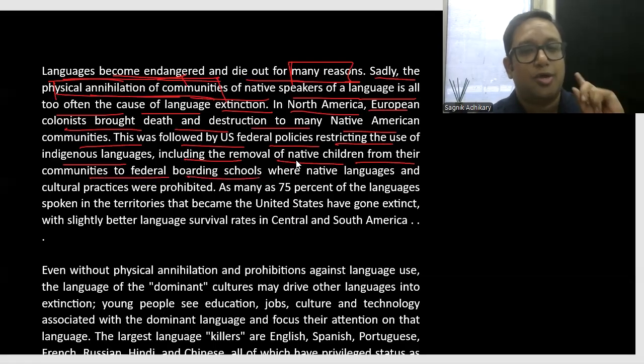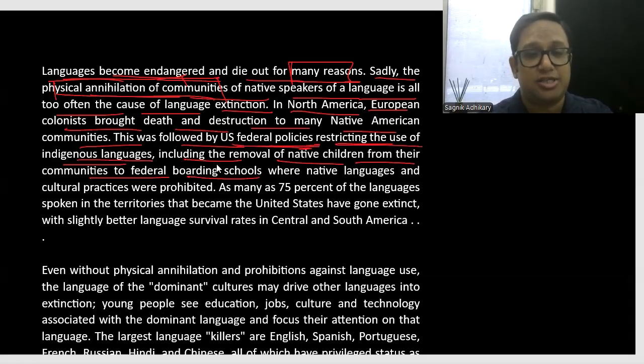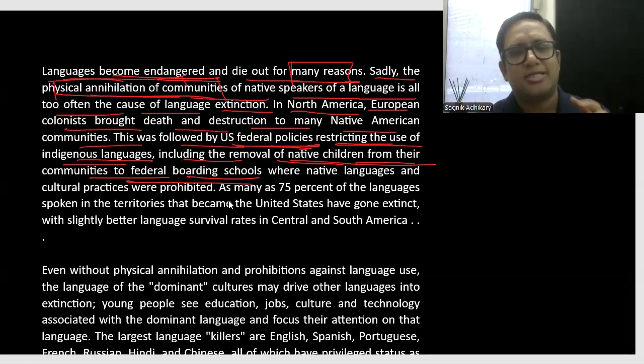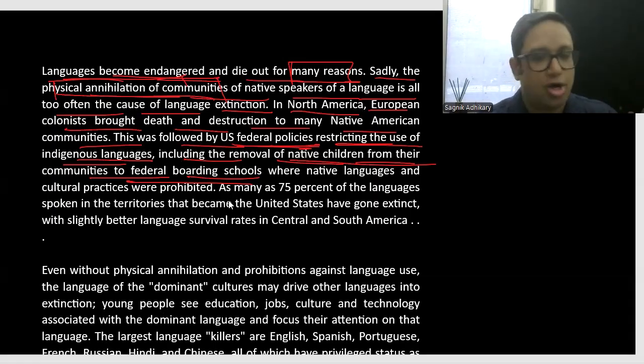We see that this was added to when US federal policies restricted the use of indigenous languages. Native children were removed from their communities and put in federal boarding schools. So, federal boarding schools, where in all probability the medium of teaching would be the English language, they would not practice. The children, the next generation of people learning the language, would not practice the language. And so eventually, this language would just die because it has gone out of common knowledge.